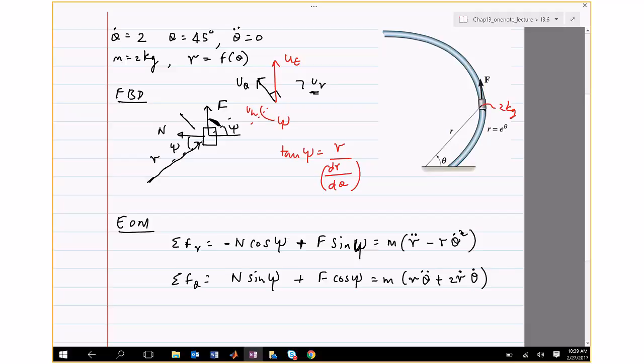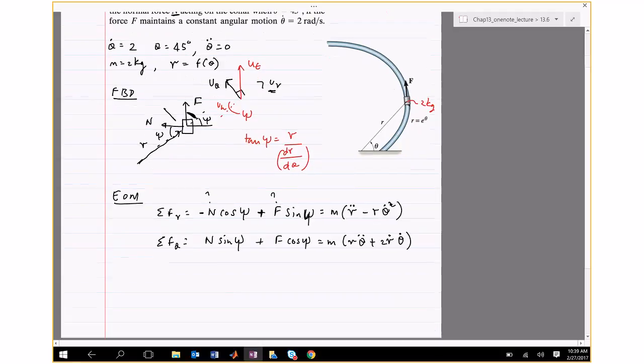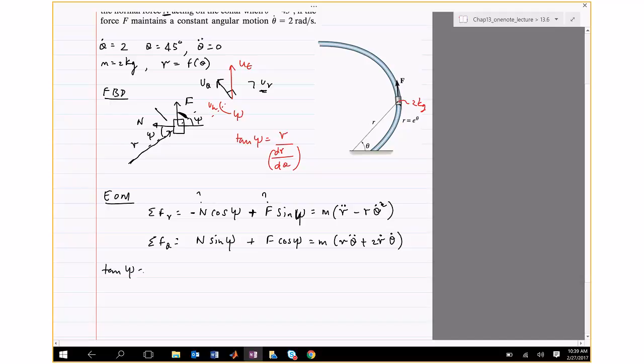Okay, so we are asked to find F and N. These are the unknowns. Do we know psi? Well, we can find psi. Tan psi is r over dr d theta, with r equal to e to the theta, using this formula. So the derivative of e to the theta is simply e to the theta. So this is 1, so psi is 45 degrees.